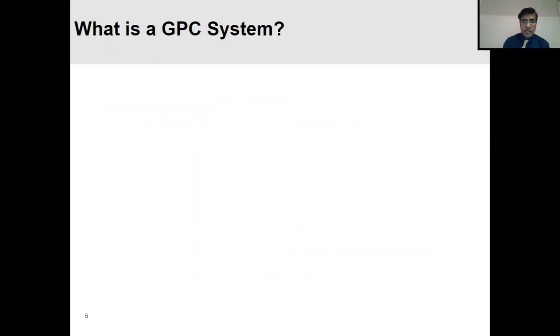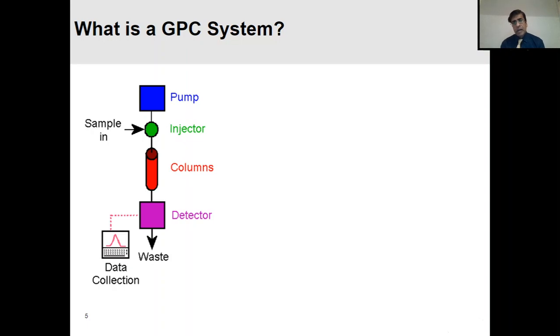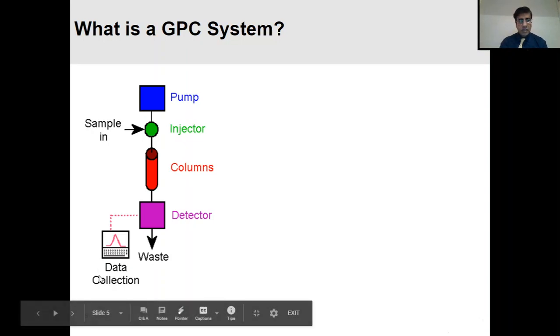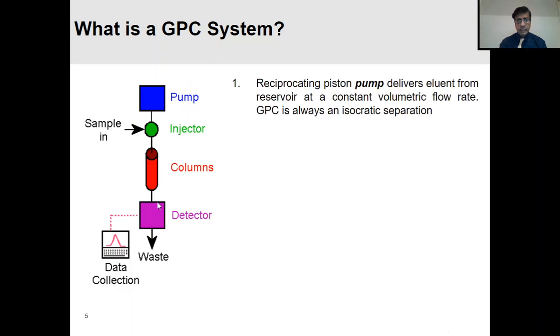Okay, now let's talk about what a GPC system is. In this picture, you can see a prototype of a GPC system. On the top, you have a pump, then an injector where you inject the samples, then the column which is packed with the stationary phase, and then a detector. One by one, first the pump. This pump is used to deliver the eluent from the reservoir at a constant volumetric flow rate.